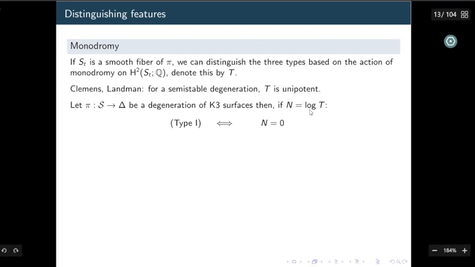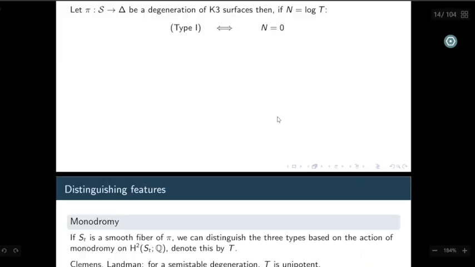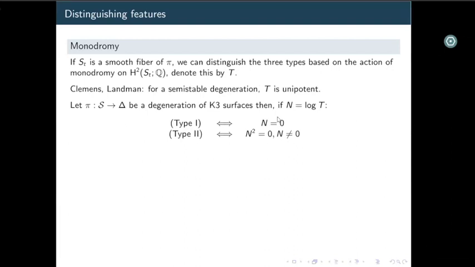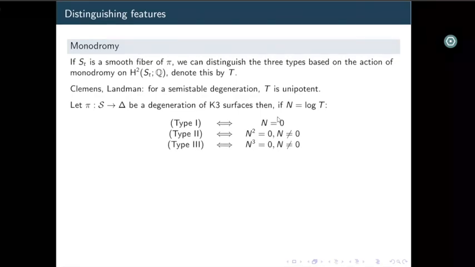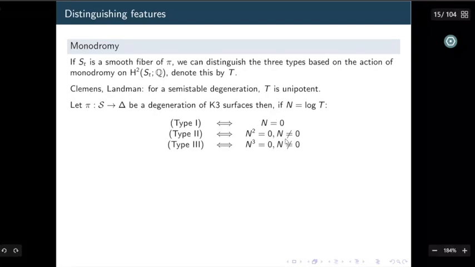If you take any semi-stable degeneration of K3 surfaces, we can distinguish the type by the action of monodromy, or the action of the log of monodromy. In type 1, of course, your monodromy is just trivial, so N is equal to 0. In type 2, you have the condition that N squared is equal to 0, but N is not equal to 0. You can think about this in terms of the sizes of Jordan blocks. In this case, the size of the Jordan block is at most 2. And in type 3, the thing that you'd expect happens, you go up by 1. So N cubed is equal to 0, but N squared is not equal to 0.